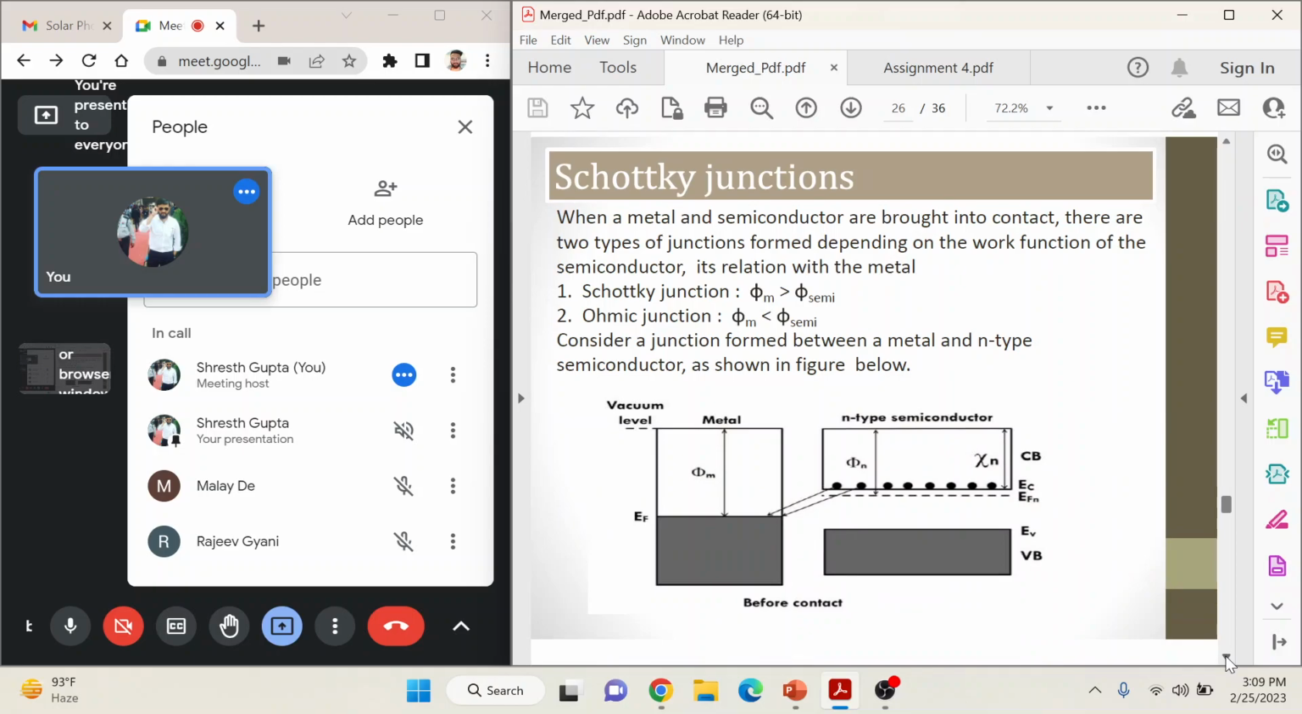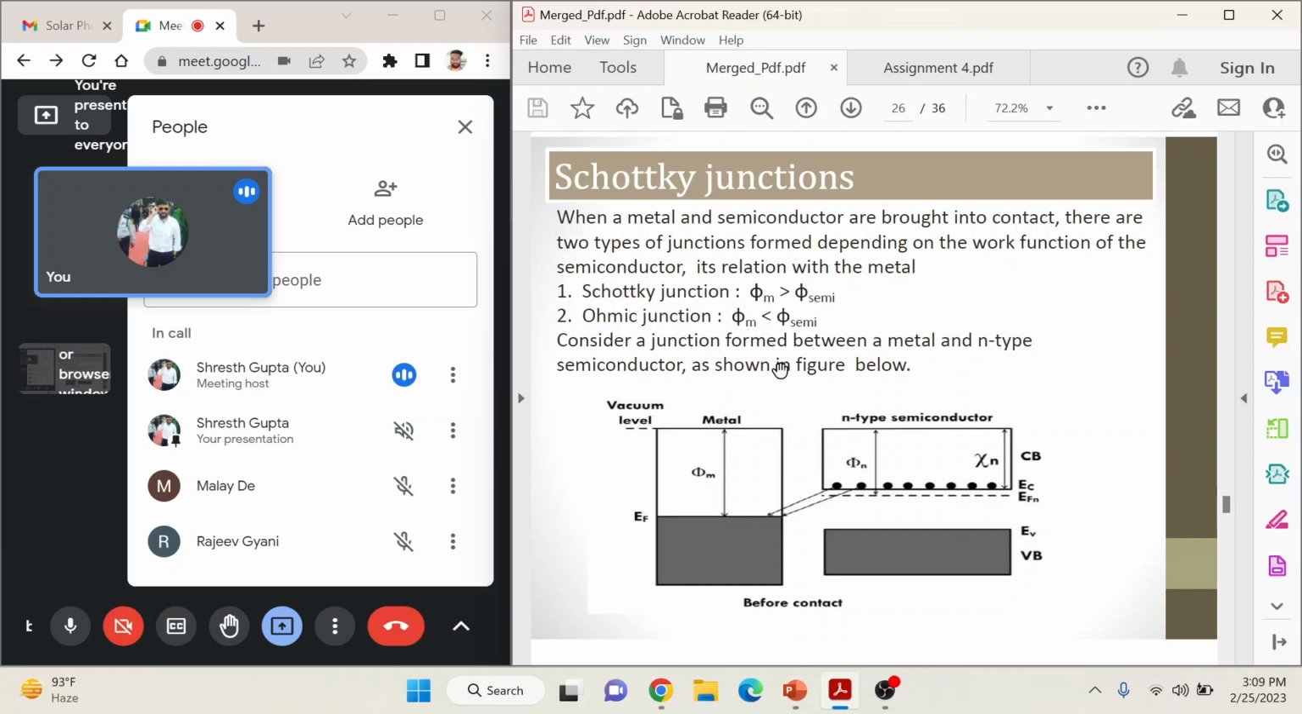Then there is the concept of the Schottky junction. When a metal and semiconductor are brought into contact, two types of junction are formed depending on the work function of the semiconductor and its relation with the metal. One is the Schottky junction, that means phi m is greater than phi of the semiconductor. And the other is the ohmic junction, in which phi m is less than phi of the semiconductor.